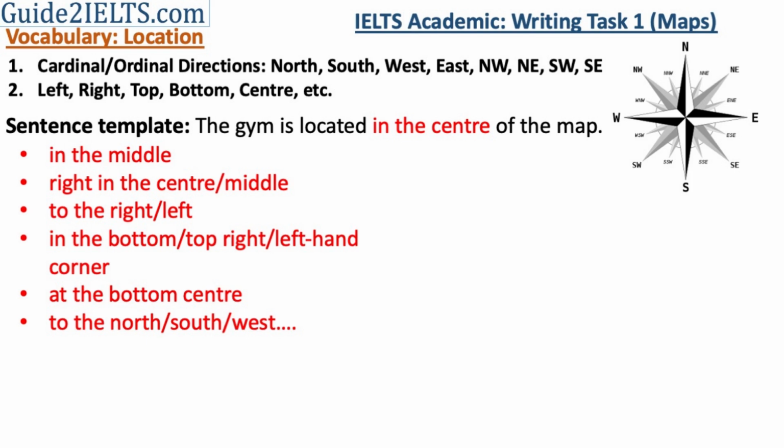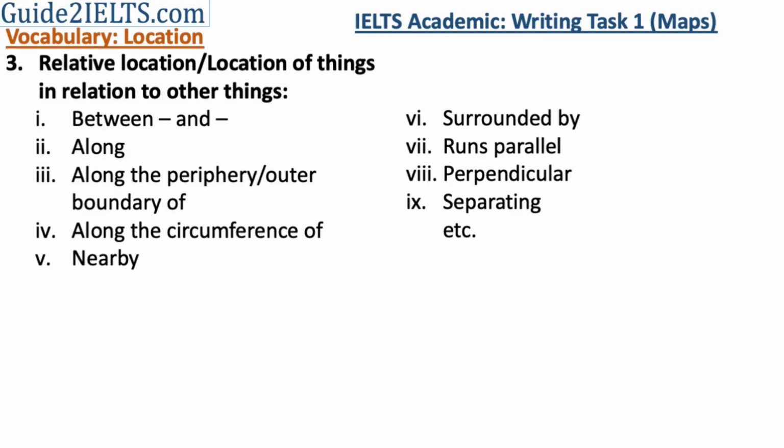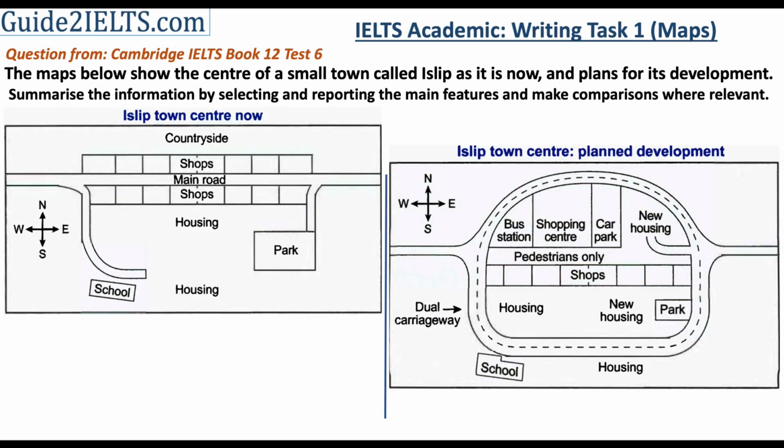Similarly, to describe the location of one thing on the map in relation to another, we can use sentences like these. Here are a few other phrases which can be used for relative location. Let's understand a few of these. Along means in a line next to something. For example, for this map I could write, rows of shops are located along either side of the main road.